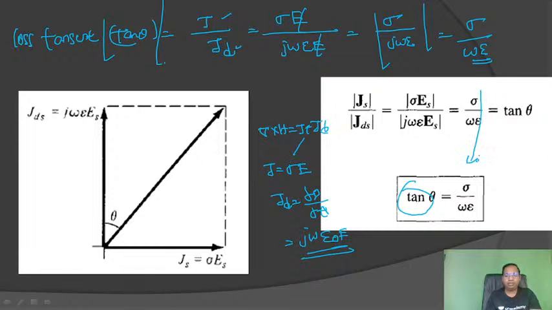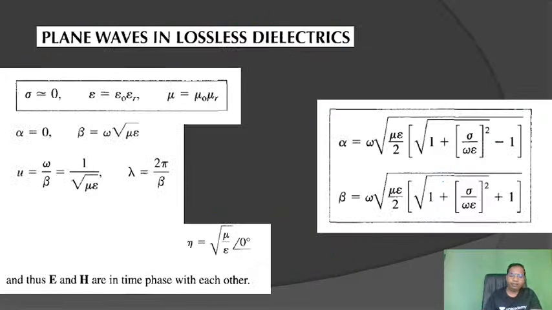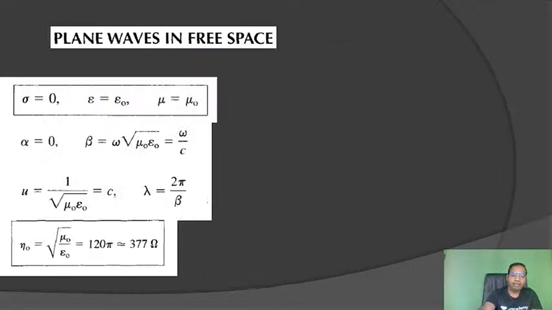That's the expression they mentioned here. It is called a loss tangent. Got it? And the plane waves in lossless dielectrics can be taken as: take sigma as 0, and epsilon like this, mu like this, and substitute all the expressions, so you will get this in the lossless dielectric.